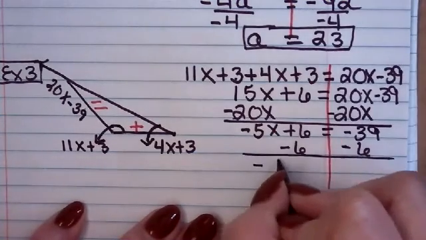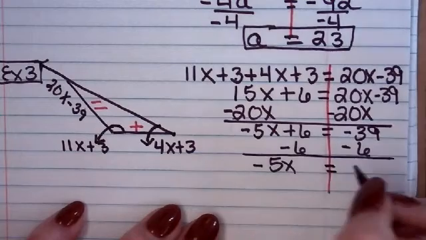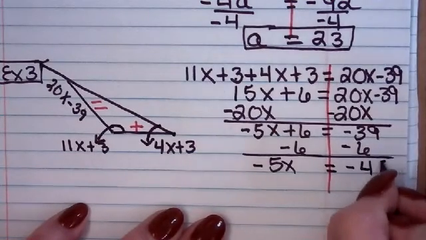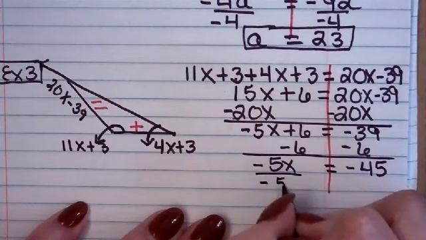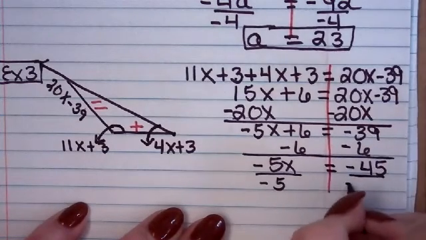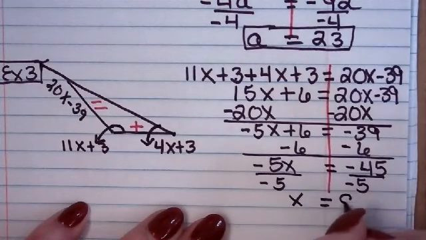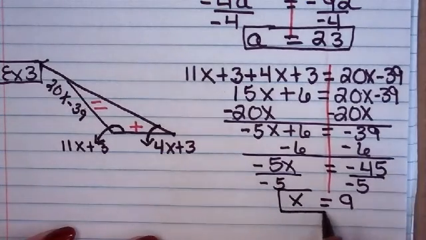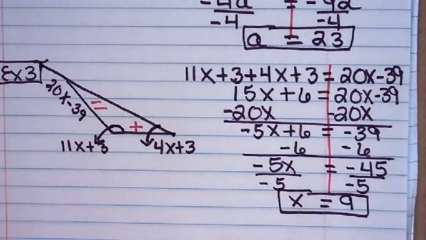And that's going to give me negative 5x. The 6 minus 6 cancels out. Negative 39 minus 6 is negative 45. If I divide by negative 5, I'm going to have x is equal to 9. And there's my answer.